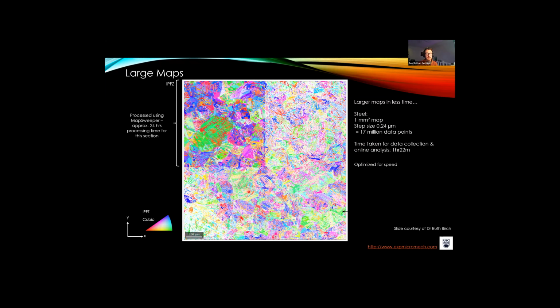What's really nice, and you'll see in the next lecture, Mike will talk you through MapSweeper and pattern matching. We can take this data set and analyze it offline. This is just to show the sort of improvements that you can get from this microstructure analysis technique.